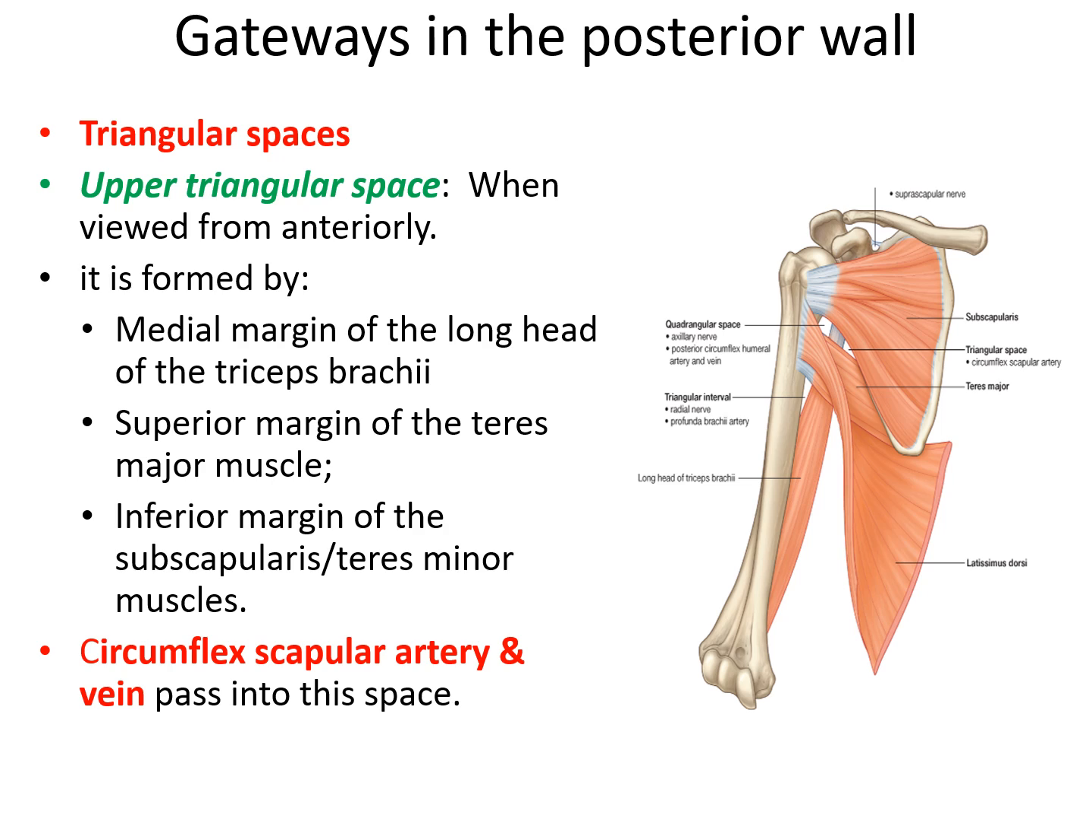You can see the tendon of the long head of the triceps brachii here, forming the medial border, and then you can see the superior border that is formed by the teres minor muscle, and the inferior border that is formed by the teres major muscle. So this is the triangular space, and within it you will appreciate the circumflex scapular artery and veins.